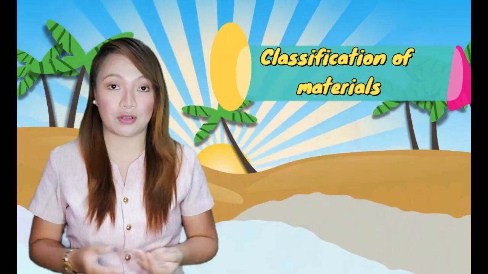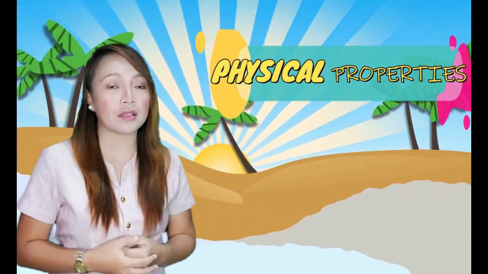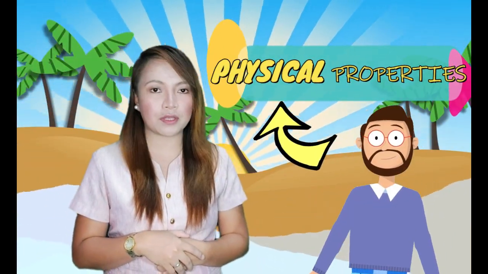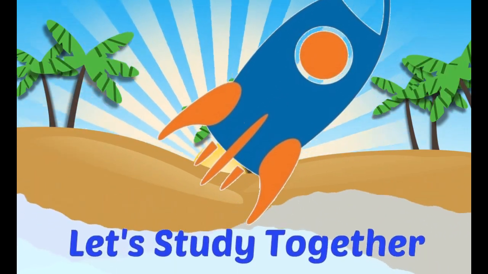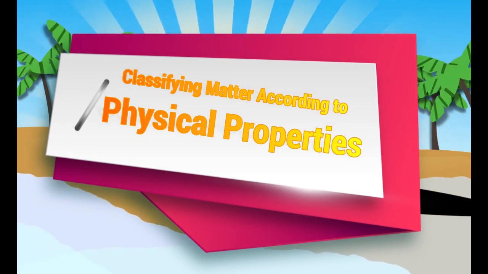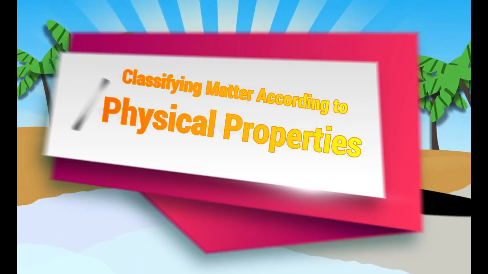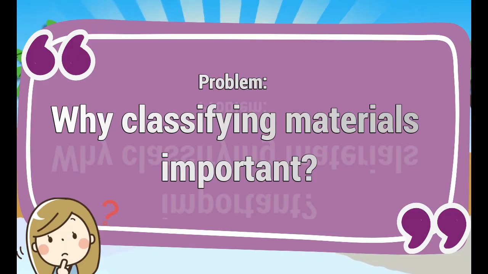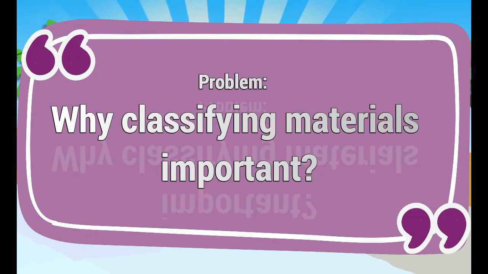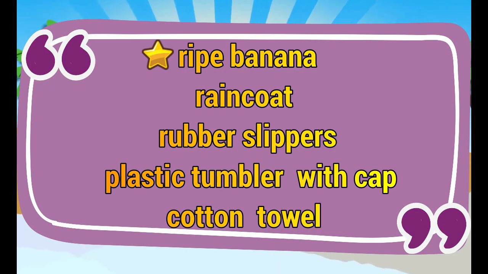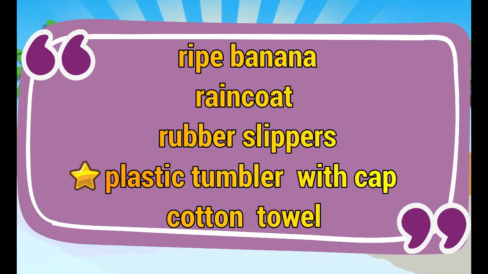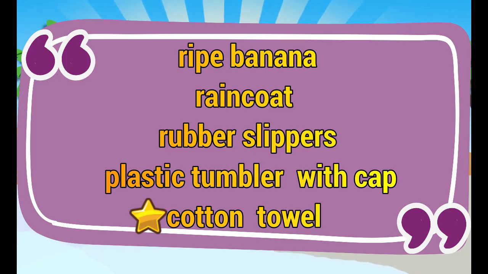Okay, let us conduct a classification of the following materials based on their physical properties. What do you mean by physical properties? Classifying matter according to physical properties. Why is classifying materials important? We have here the list of materials. Ripe banana, raincoat, rubber slippers, plastic tumbler with a cap, and cotton towel.